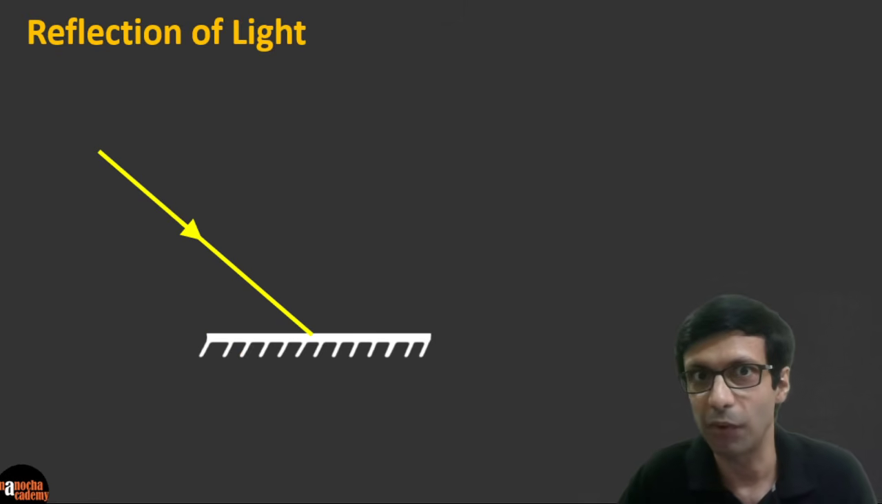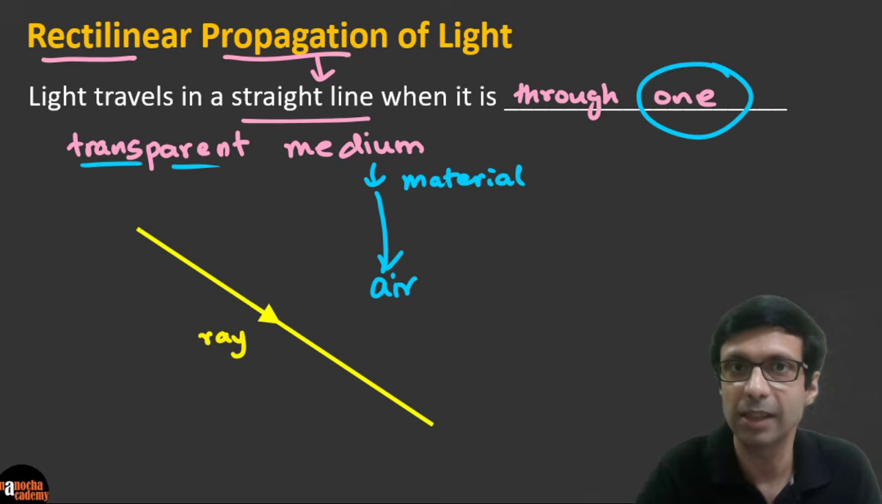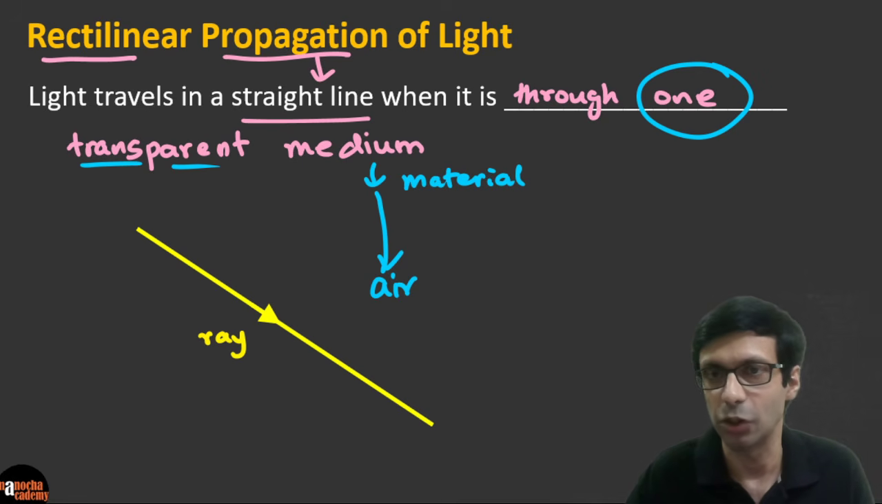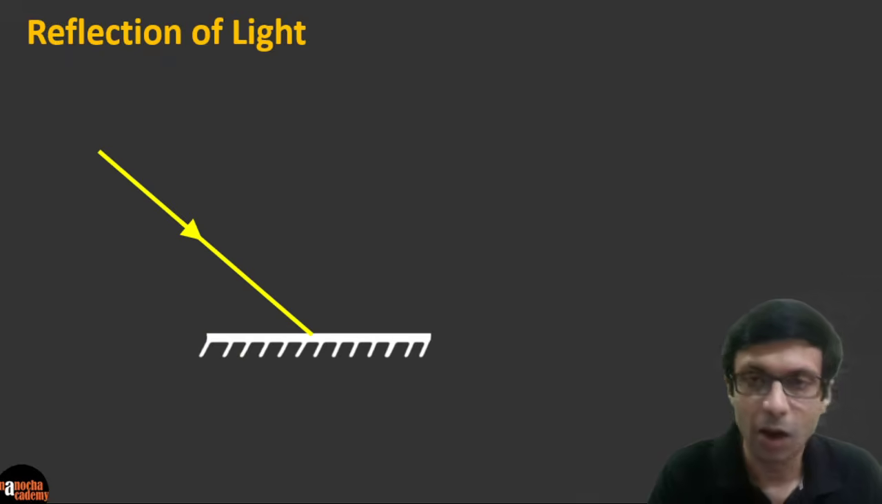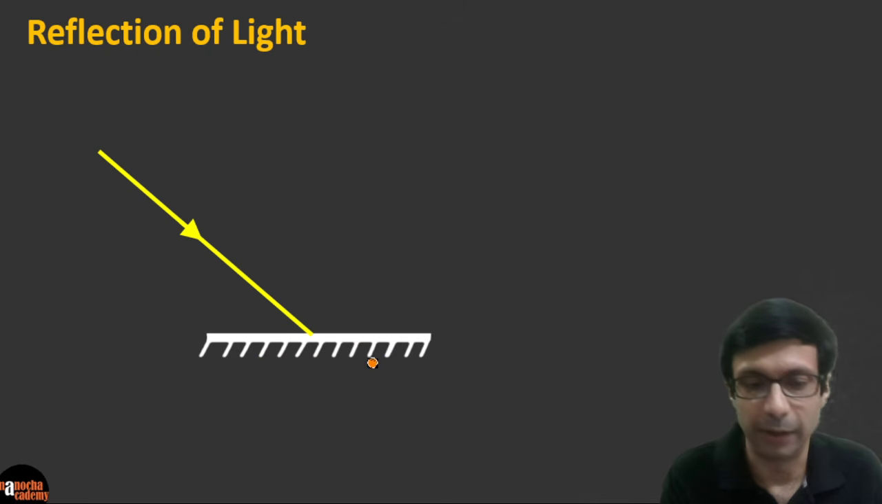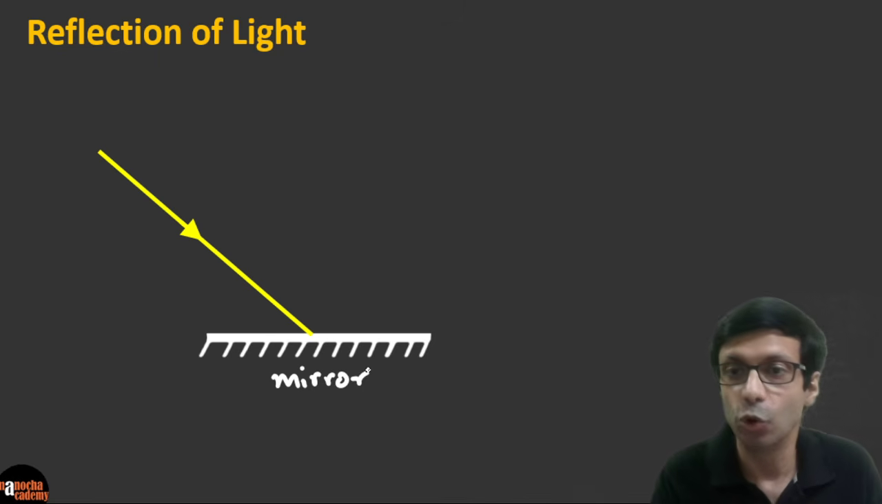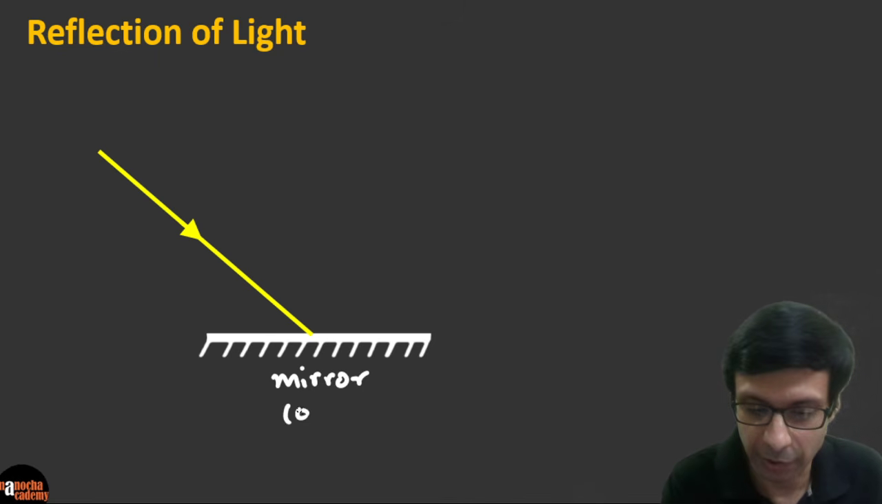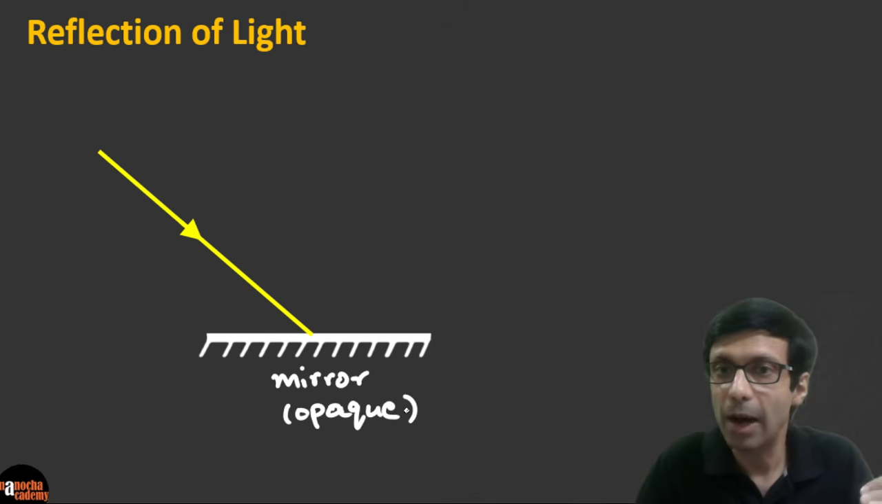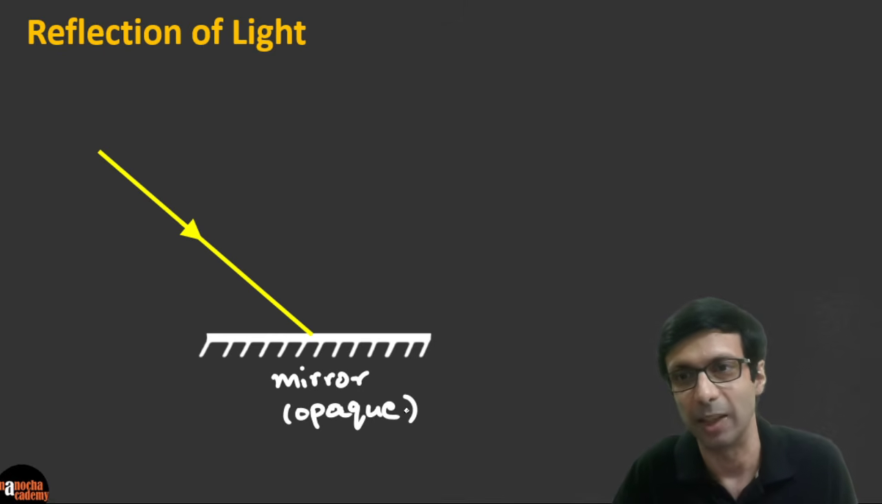And again, before we go to refraction, let's revise what is the meaning of reflection of light. Earlier in the previous slide, we talked about the rectilinear propagation of light, light traveling in a straight line. Now what will happen when this ray of light that you see here goes and hits a mirror? This is a mirror, and you know, a mirror is a shiny, opaque object. Opaque means the light cannot pass through the mirror, but because it's shiny, the light will get reflected by the mirror.